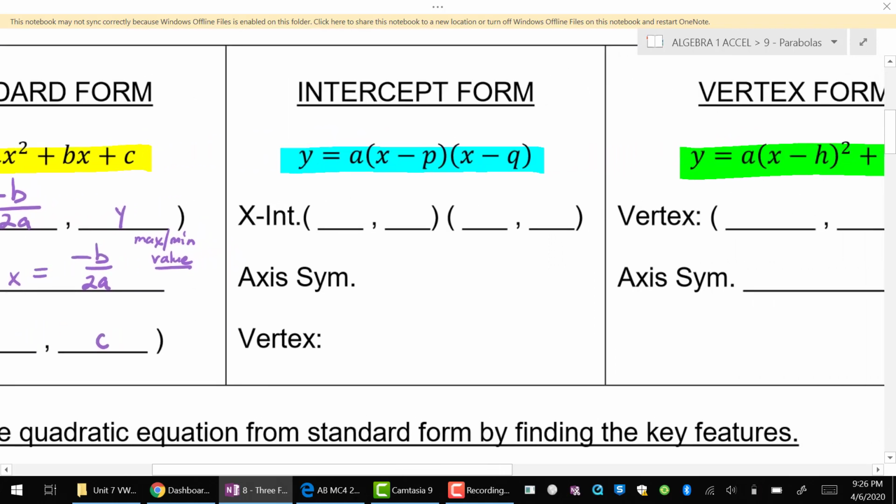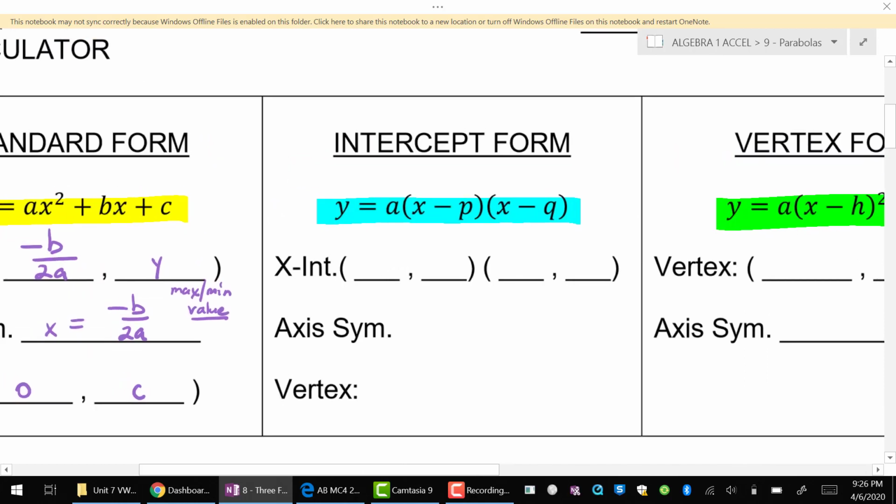Then we learned intercept form. And intercept form, notice, is actually in factored form. The x-intercepts are going to be p and q, (p, 0) and (q, 0). We find those by setting each one of these factors, x minus p and x minus q, equal to 0. Those are also called solutions to the quadratic function. They're also called zeros.